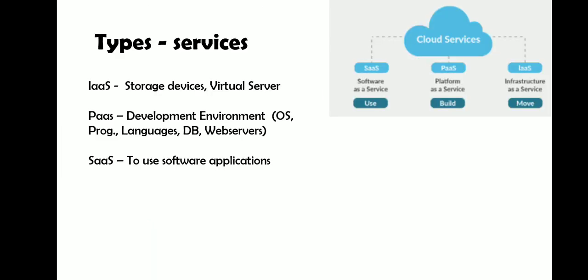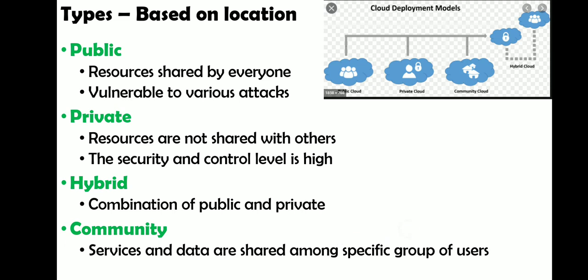And the types of services the cloud provides are three different services. You may get storage devices and virtual servers from cloud vendors; that kind of service is called infrastructure as a service. You may also get a development environment for development purposes, like OS, programming languages, database, or web service; they are called platform as a service. And the last one is using software applications online, which comes under software as a service. So that's all about cloud and its types.